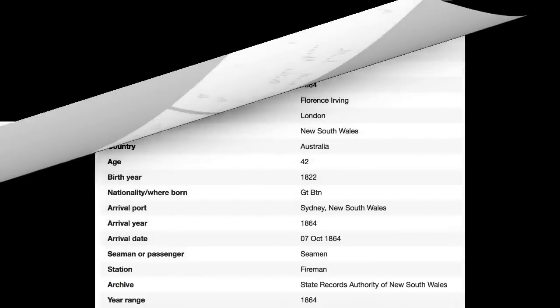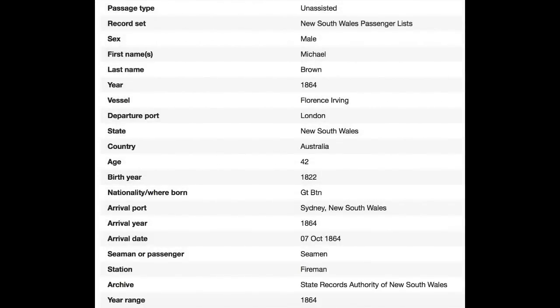And this example of a transcription from an unassisted passenger list reveals Michael Brown was a seaman who departed London for Sydney in 1864, with his station being a fireman. He was 42 years old, born in 1822.